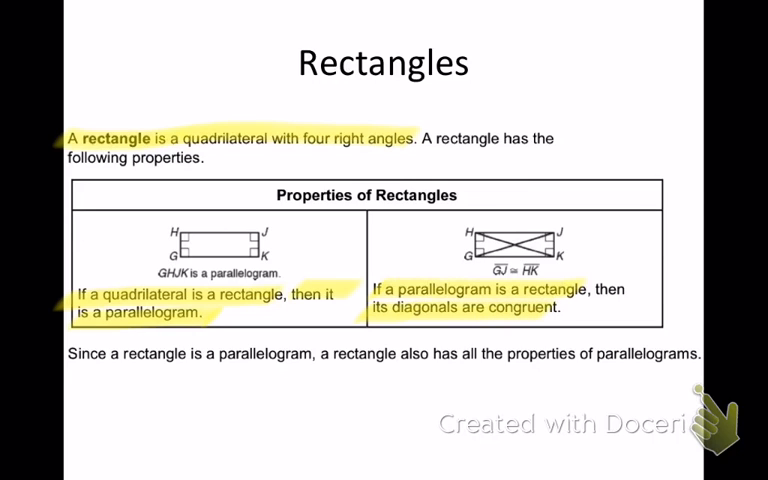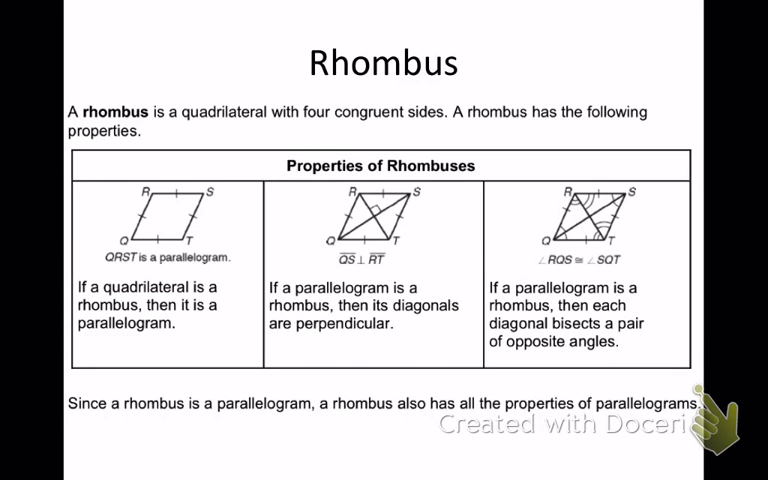What's it mean to be congruent? Same. So the diagonals are both going to be the same. For all rectangles, the diagonals are the same. Nice job. Since a rectangle is a parallelogram, a rectangle also has all the properties of a parallelogram. So everything that's true within a parallelogram is true within a rectangle, which makes sense because a rectangle is a parallelogram. We're just going to add these two parts to it here. The next one we're going to talk about is a rhombus.